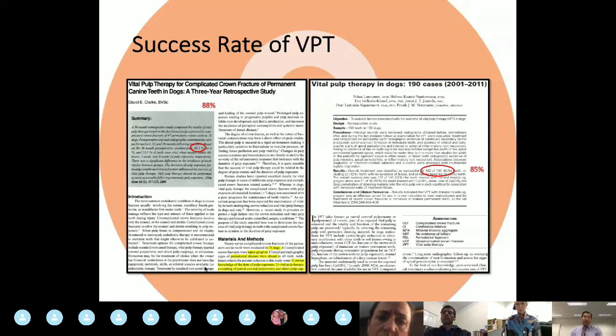In a more recent study by Nina Luotonen, we found that the success rate was about 85%, and all these were typically performed within 48 hours. So we know that the success rate's about 85 to 88%.